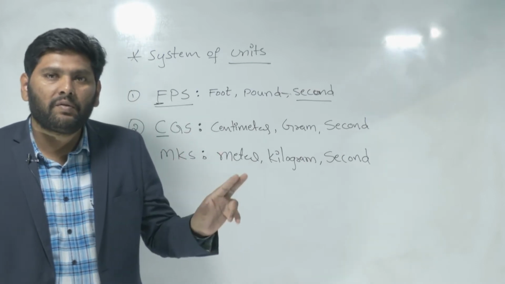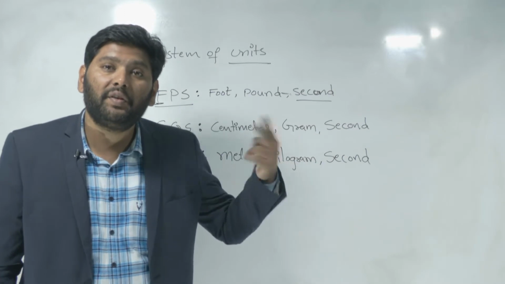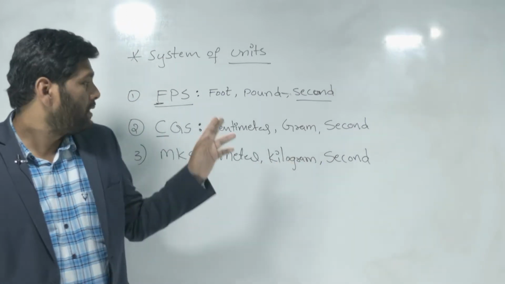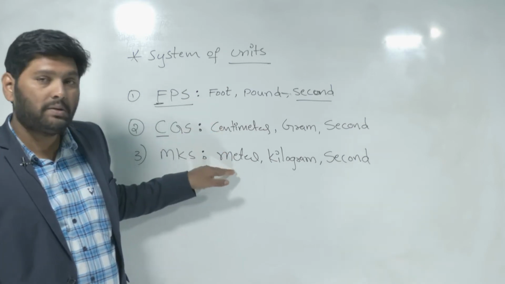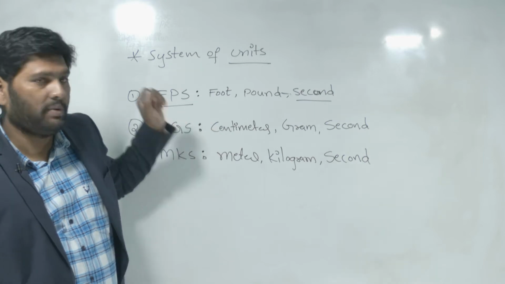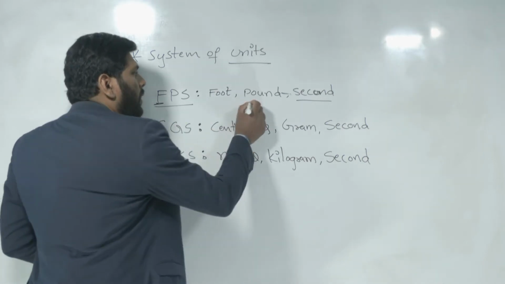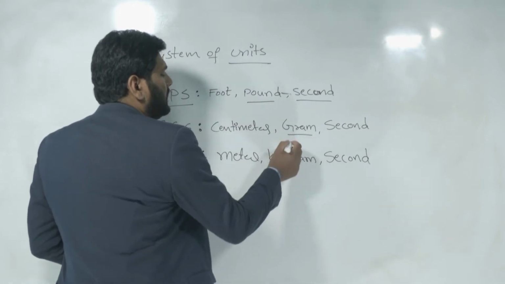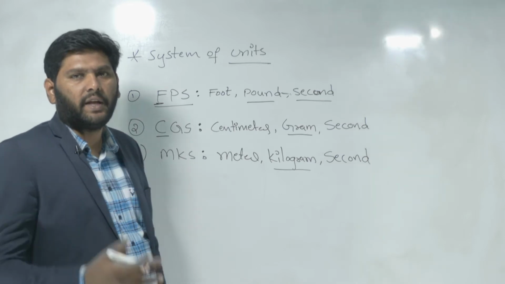For the same physical quantity, we have different standard values, which means we have different units. But the foot cannot equal centimeter, centimeter cannot equal meter, meter cannot equal foot. That is the conflict we have. In a similar way, the pound cannot equal gram, and gram cannot equal kilogram. There is a difference we have.